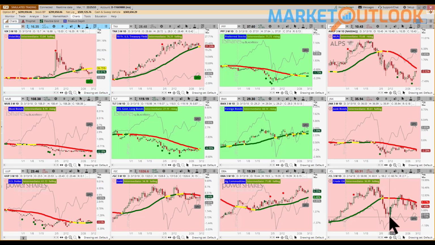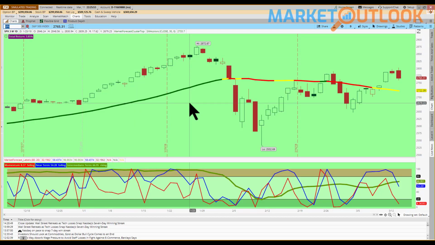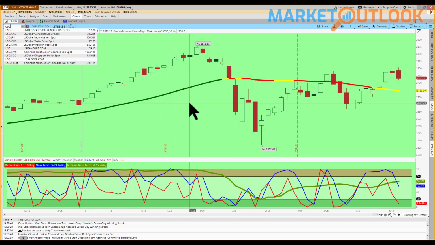But nonetheless, it's a chart that doesn't look all that strong right now. And so it might give us an opportunity to practice a trade on crude oil. Now, what I'm going to do is come over here to just a regular market forecast chart, and I'm going to type in USO.